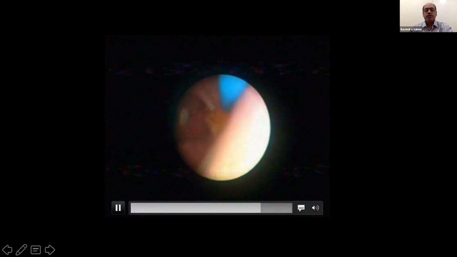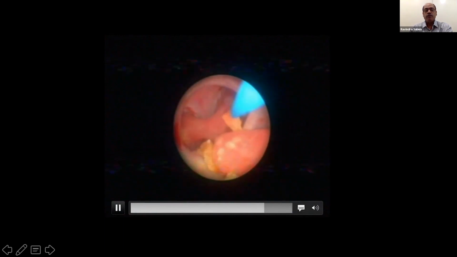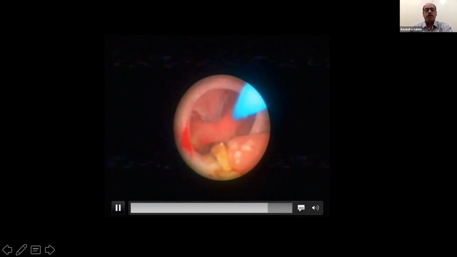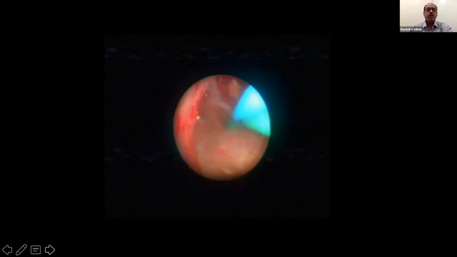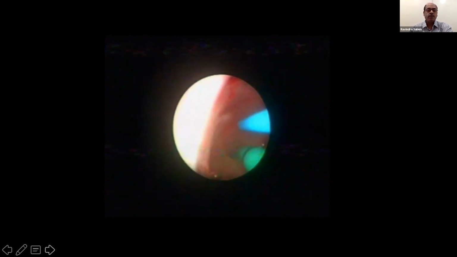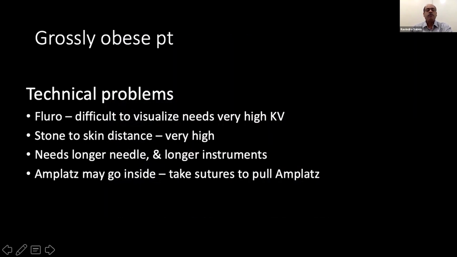The advantage of mini micro PCNL is that you can go from one pelvis to another calyx, to the superior calyx or inferior calyx, which you cannot do with just a micro-perc, because it's just the needle. So that's a benefit of this.